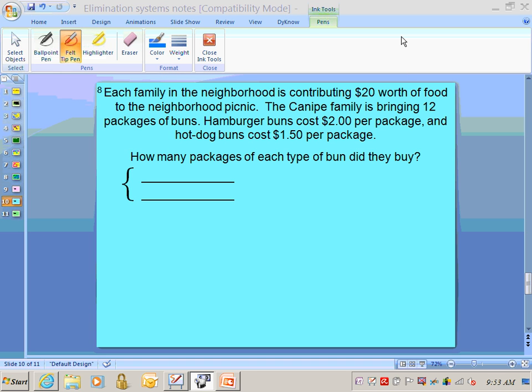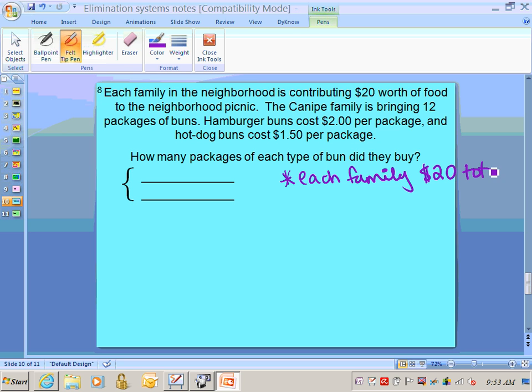All right, each family in the neighborhood is contributing $20 worth of food to the neighborhood picnic. Okay, so let's write down all the things we know. We know each family brings $20 total, right? The Knight family is bringing 12 packages of buns. So Knights, they've got 12 buns.